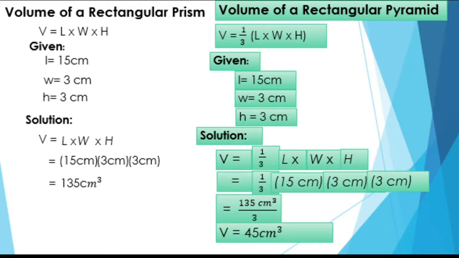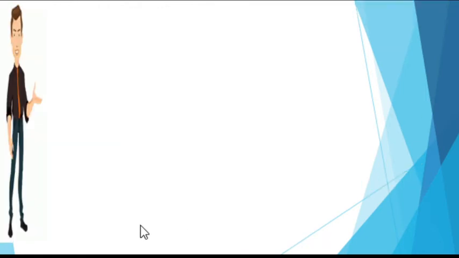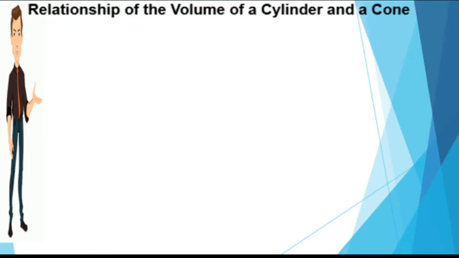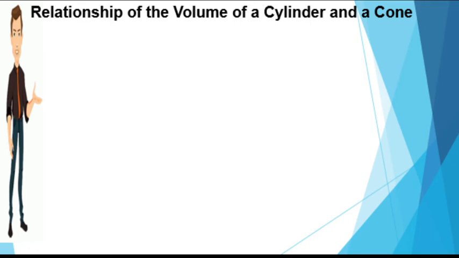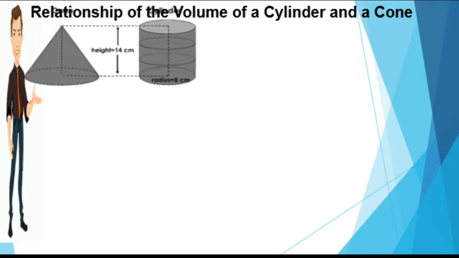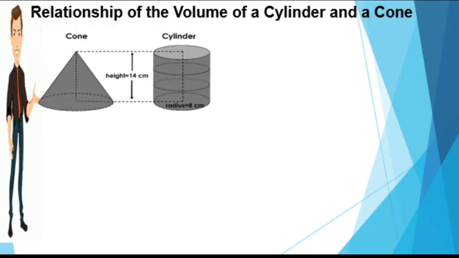Okay, so this time, let us proceed to the relationship of the cylinder and a cone. Okay, so the relationship of a cylinder and a cone. So we have, of course, the cylinder and a cone, and they have the same height, which is equals to 14 centimeter and a radius of 8 centimeter. They have the same radius.